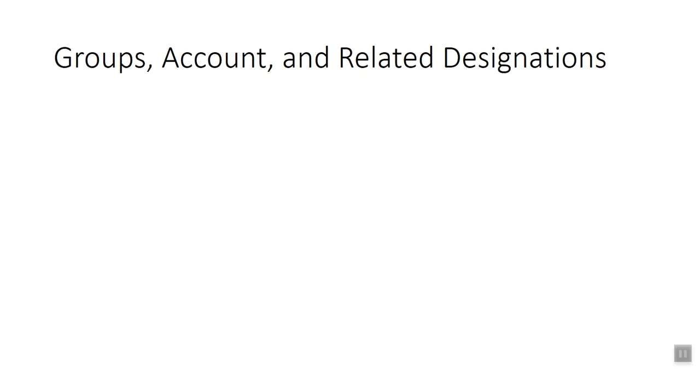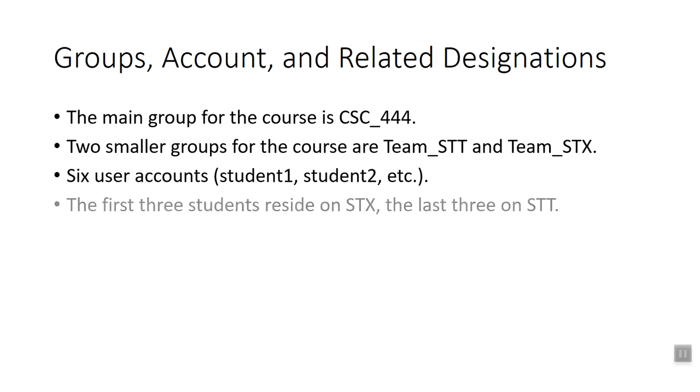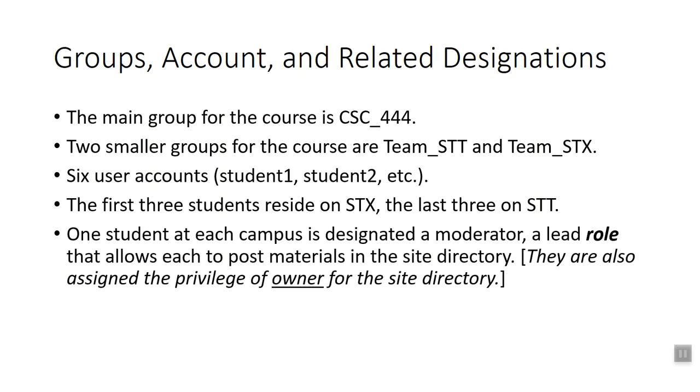So the group accounts and related designations we'll need for this. The main security group for the course is CSE_444, and that's going to map to a CSE_444 directory. 2 smaller security groups for the course are team_STT and team_STX. And then 6 user accounts, student 1, student 2, student 3, student 4, student 5, student 6. The first 3 students reside on St. Croix, the last 3 on St. Thomas. So students 4, 5, and 6 are on St. Thomas. 1 student on each campus is designated a moderator role, a lead role.